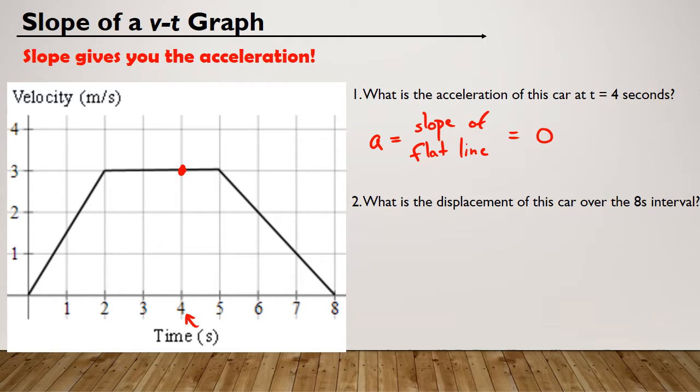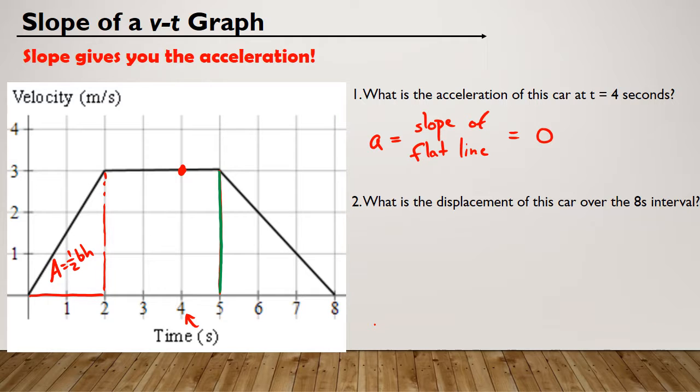For number 2, to find the displacement of the car over the entire 8 seconds, that's when I'm going to be using the area under my lines. But to do this entire shape that you see would be kind of complicated. So I want to break it up into some simpler shapes. So we can make a triangle right here. Remember, the area of a triangle is 1/2 base times height. I have a just full-on rectangle right here.